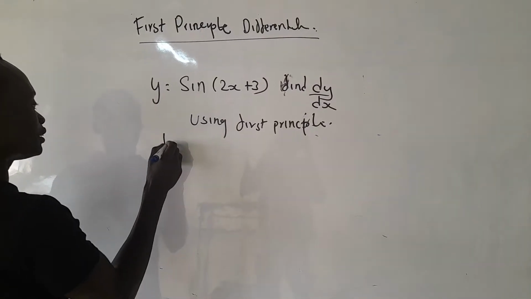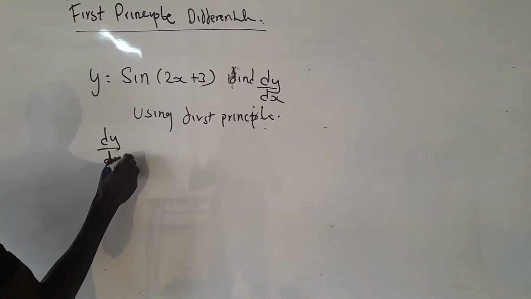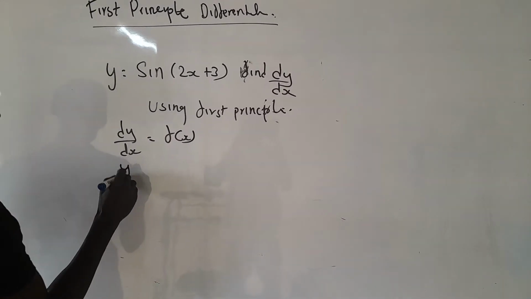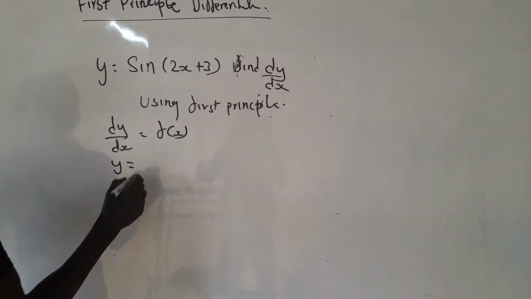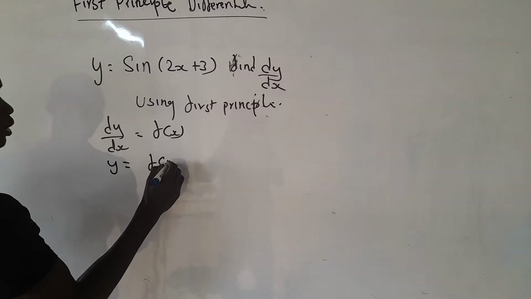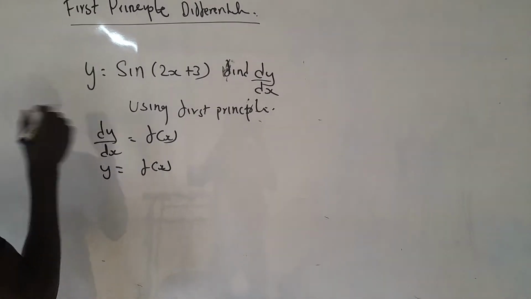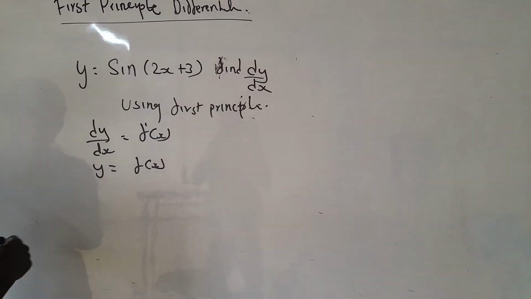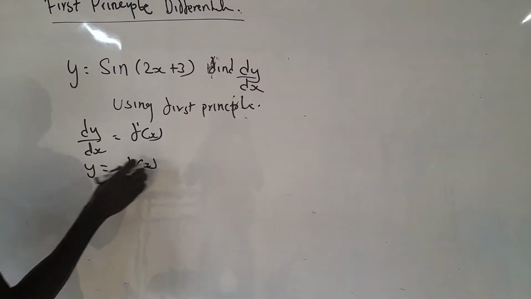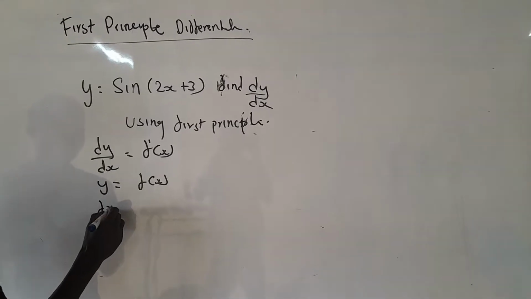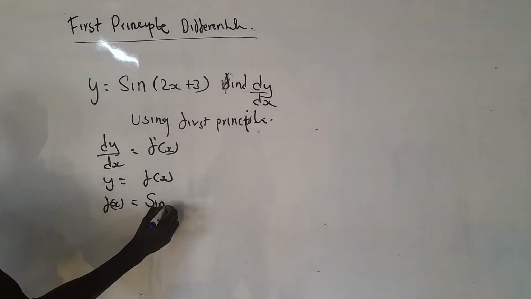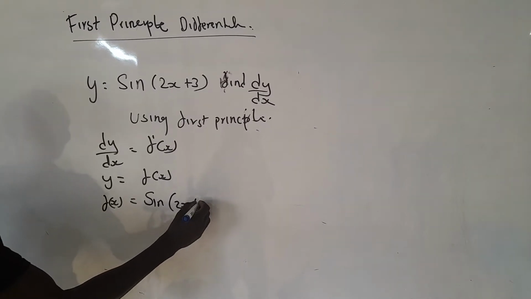So dy/dx is the same as f'(x). So we can say y is equal to f(x). So our f(x), this one is the same as f(x). So our f(x) in that equation is equal to sine(2x + 3).